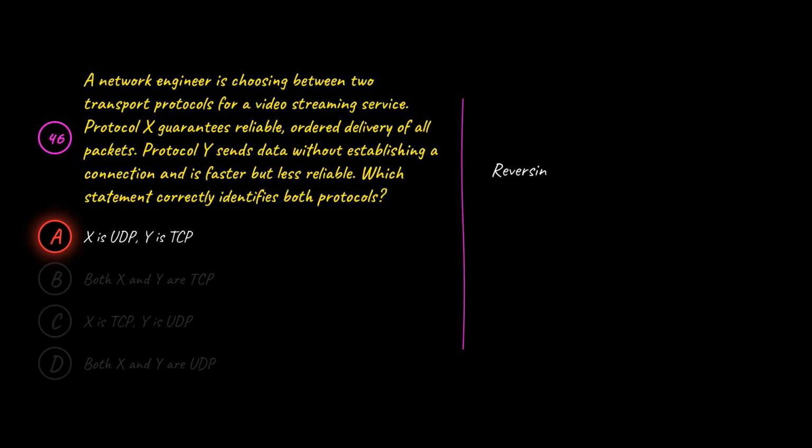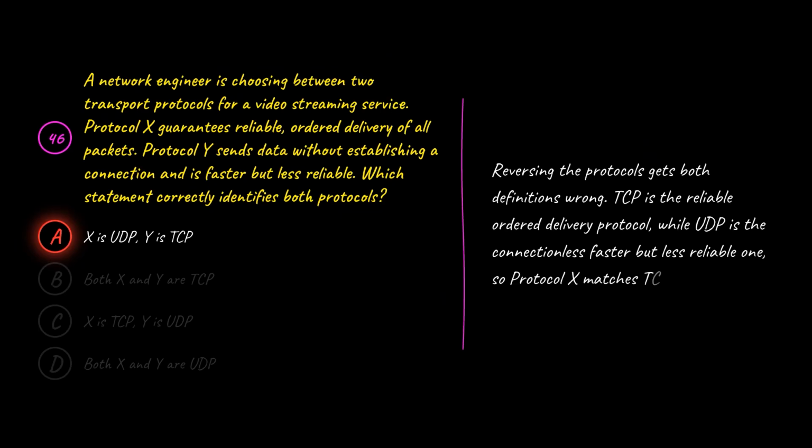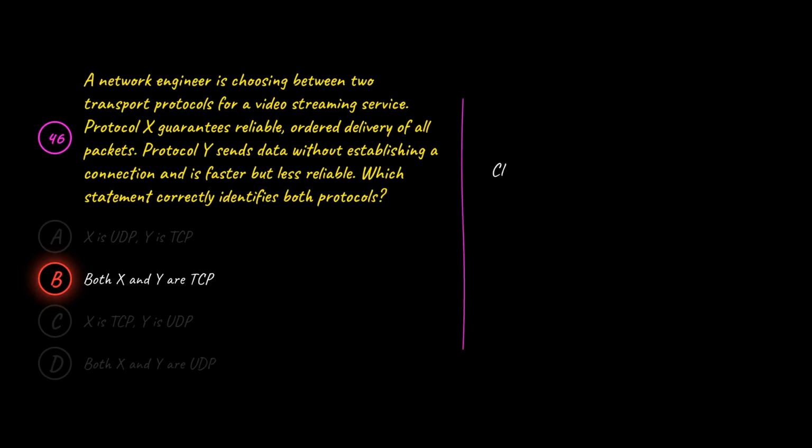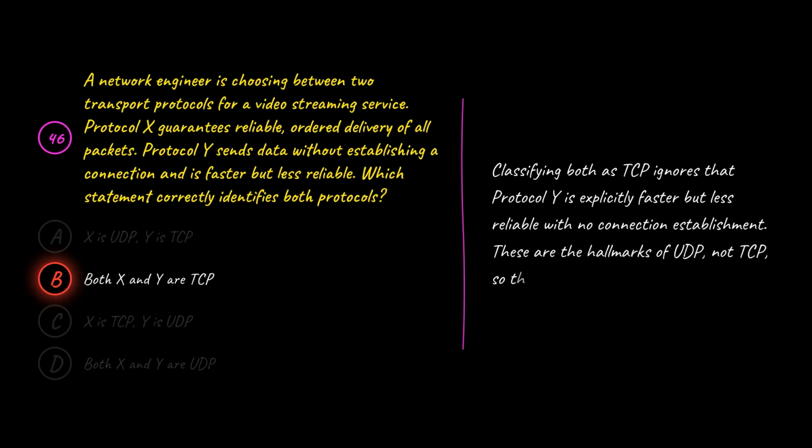A is wrong because reversing the protocols gets both definitions wrong. TCP is the reliable ordered delivery protocol, while UDP is the connectionless, faster but less reliable one. So Protocol X matches TCP rather than UDP here. B is wrong because classifying both as TCP ignores that Protocol Y is explicitly faster but less reliable with no connection establishment. These are the hallmarks of UDP, not TCP, so the 2 protocols cannot both be TCP.